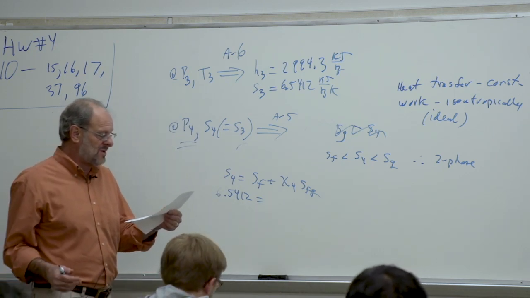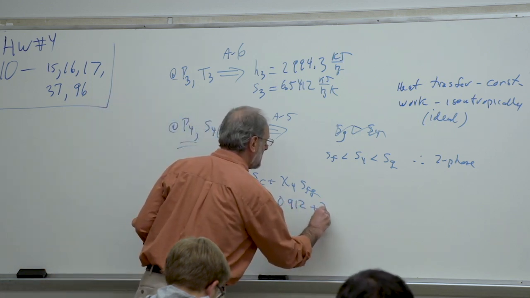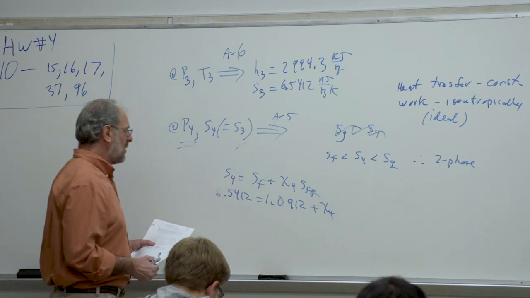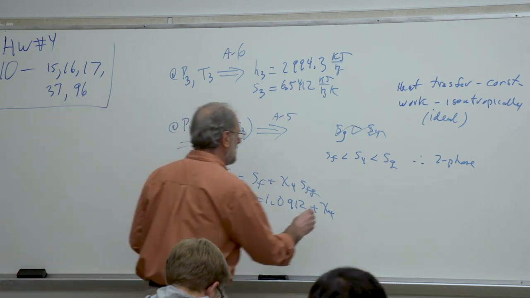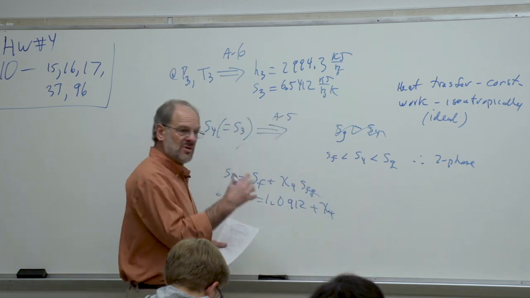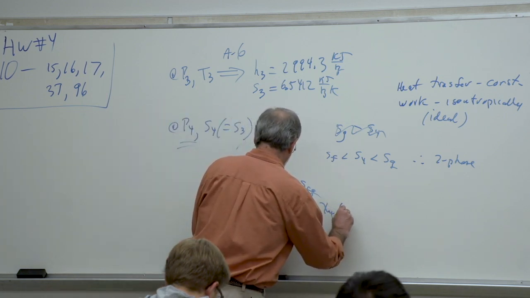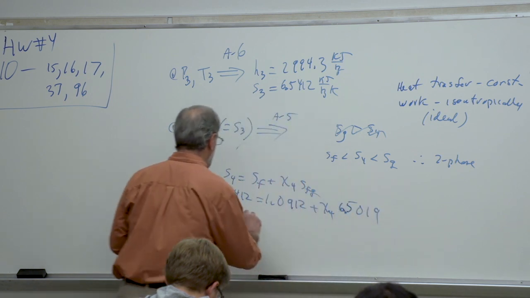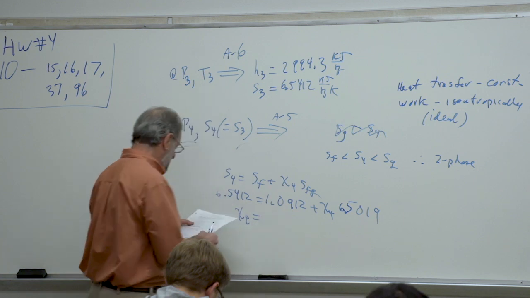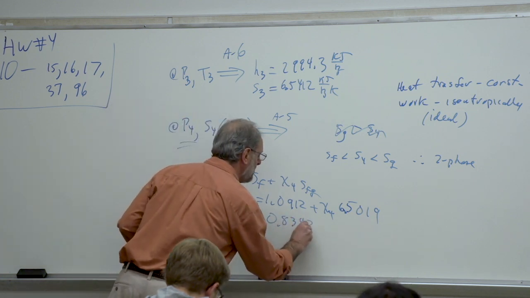So SF is 1.0912 kilojoules per kilogram K. The quality at 4 is my unknown, and SFG, which is the difference in entropy between SG and SF, between the saturated vapor and saturated liquid, is listed as 6.5019. And this allows me to find the quality at state point 4, and it's 0.8382.